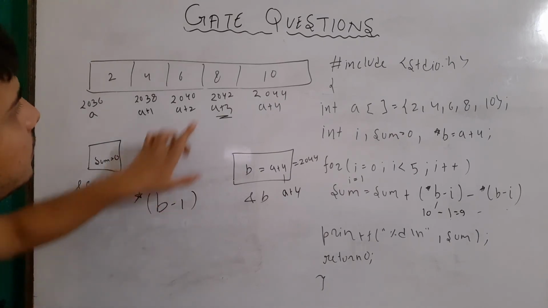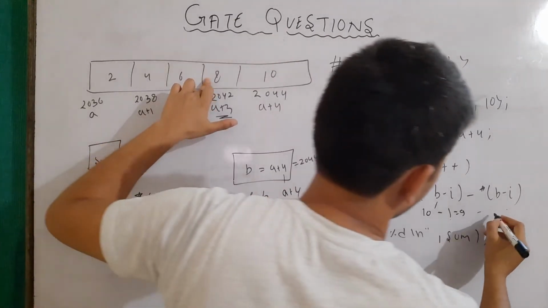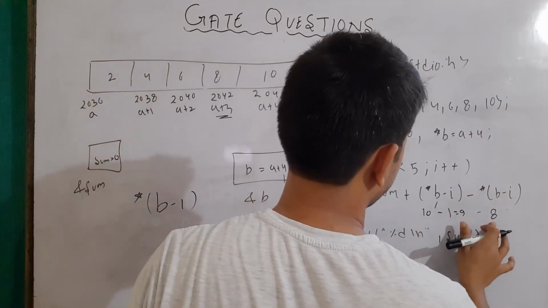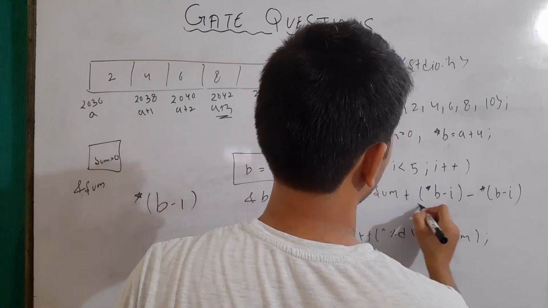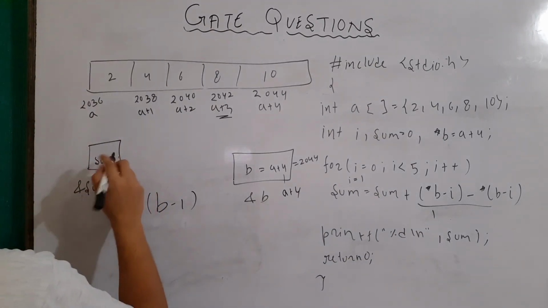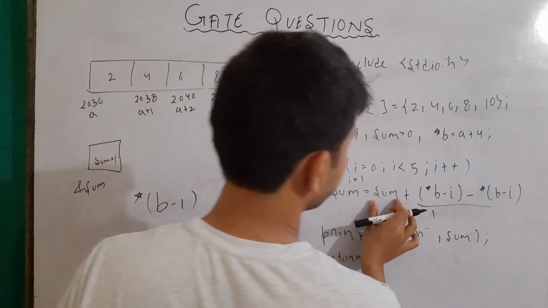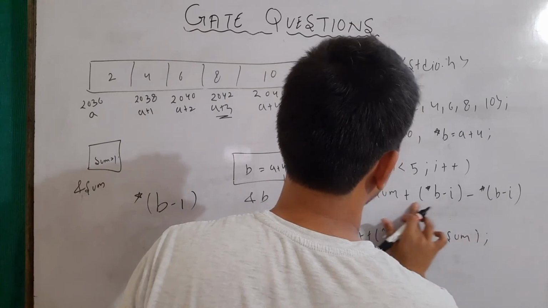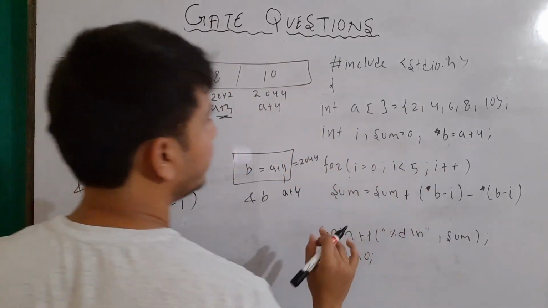So what is present in this address? It is 8. So this will give me 8. So now it is 9 minus 8, which means this is equivalent to 1. Okay, so sum will become sum plus 1, which means sum will be now 1. Okay, previously sum was 0, right? Then next iteration I will become 2.